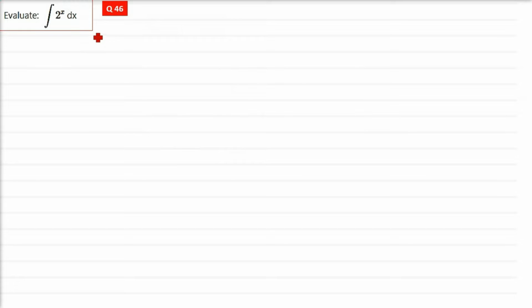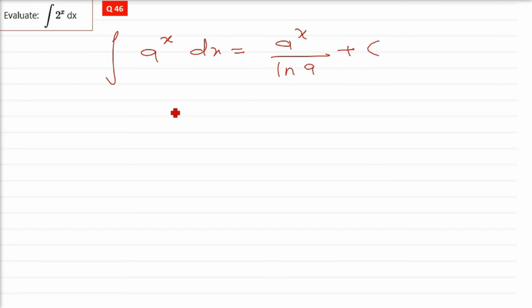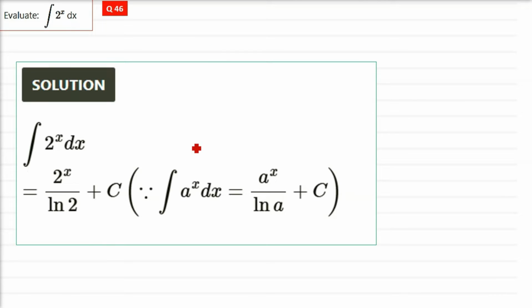Now this is also a direct formula: if you integrate a raised x, this will give you a raised x divided by ln a plus a constant of integration. Now what is a here? It is 2. So in this just replace a by 2. So 2 raised x divided by ln 2 plus a constant of integration. That's your final result. This is a direct result as I just suggested.